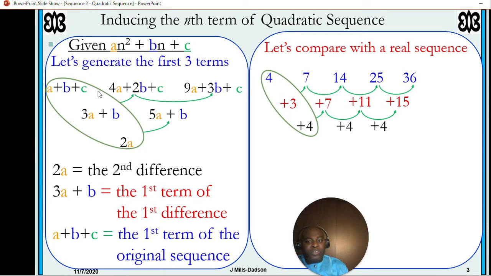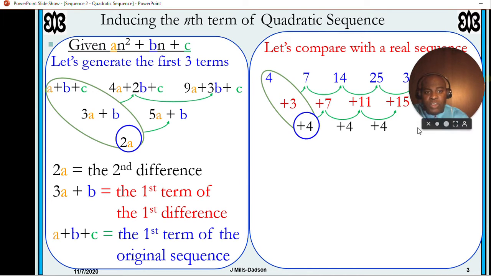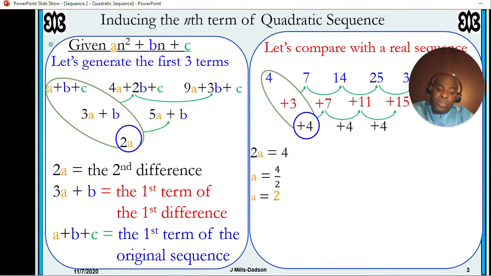So all you need to do is to remember this expression in that format. You can easily create it and record the expression and equate it to your numbers. So let's work this out. 2a, we said, must be equal to the constant difference. So 2a must be equal to 4. So when we work it out, 2a equals 4, a will be equal to 2.